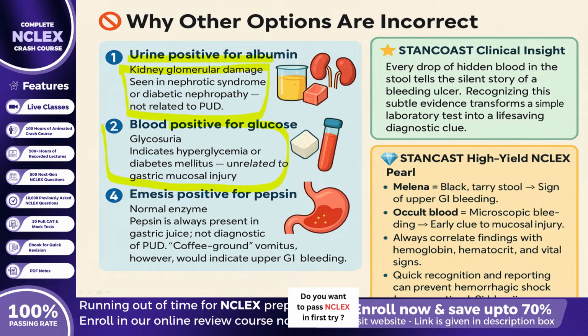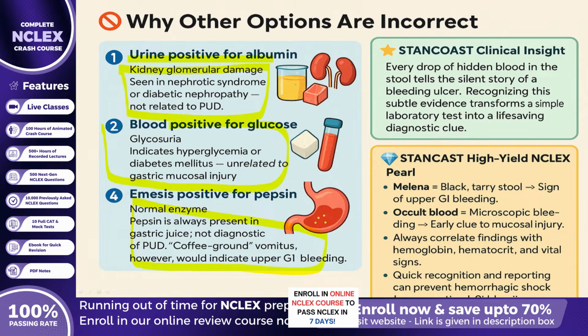Moving forward, option 4, emesis positive for pepsin, lacks diagnostic significance because pepsin is a normal digestive enzyme present in gastric contents. However, if the emesis appears coffee ground, that would suggest partially digested blood from upper gastrointestinal bleeding, which is clinically meaningful in ulcer disease.